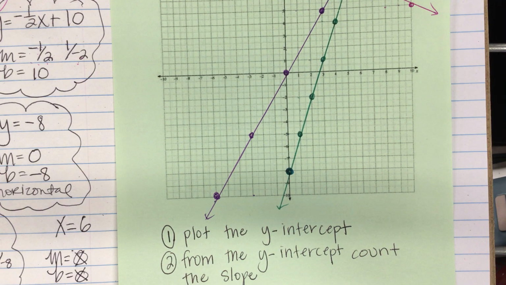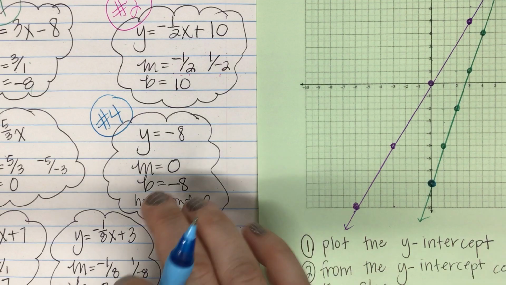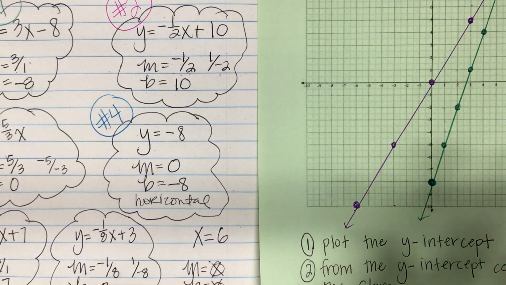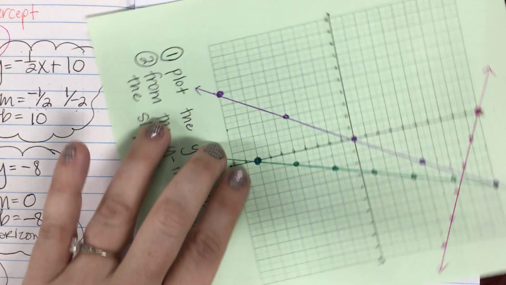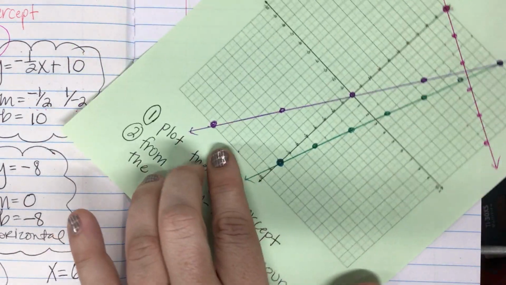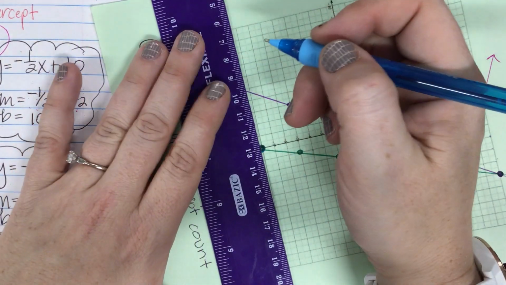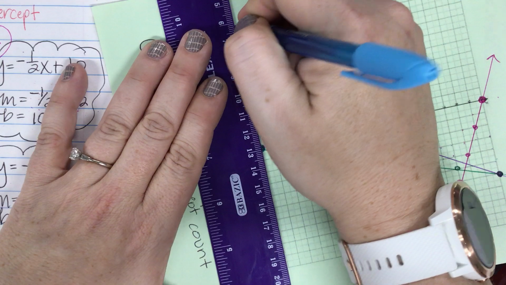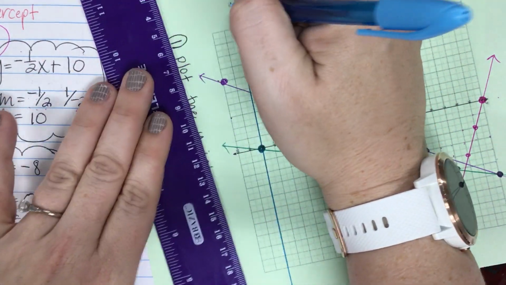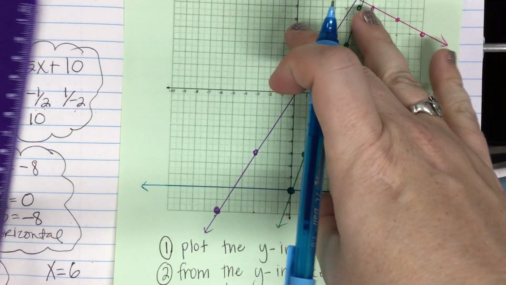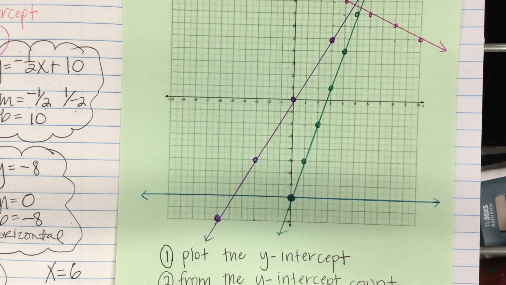What's my slope for number 4? 0. What kind of line has a 0 slope? Horizontal. So I'm just going to take my straight edge, turning it so that I can draw, and I'm just going to draw a horizontal line at -8. That has a slope of 0.